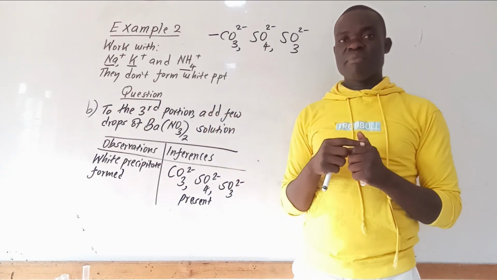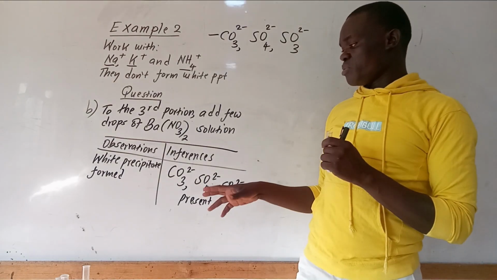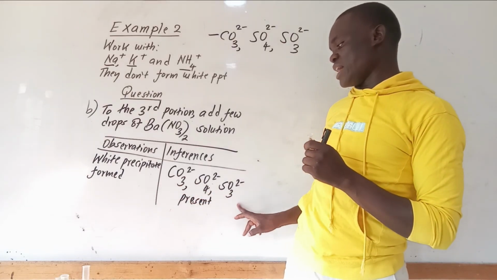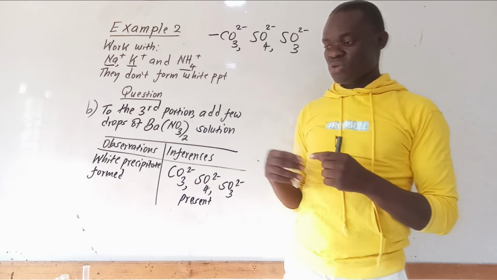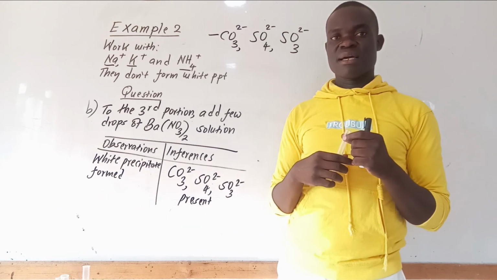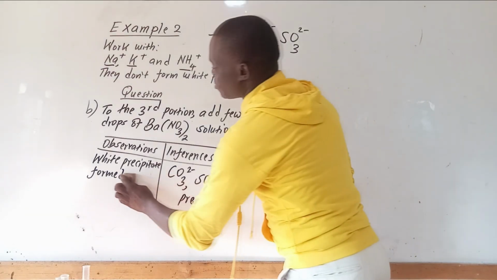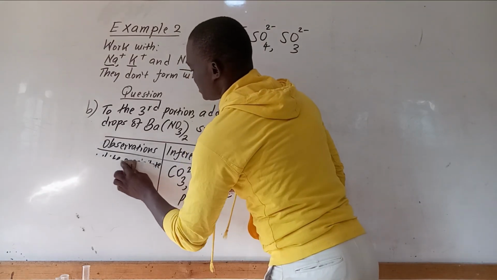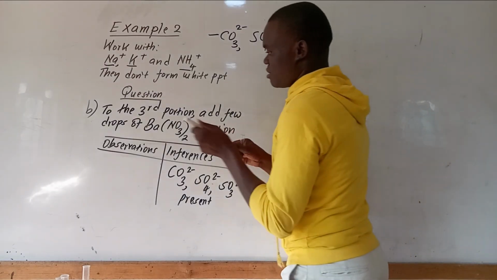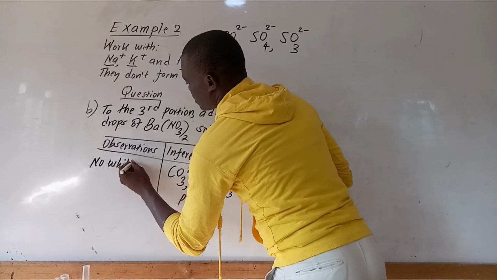But if we add barium nitrate and there is no white precipitate, we will say that carbonate, sulfate, and sulfite ions are absent. So in this experiment, let's assume that we have added barium nitrate and white precipitate does not form. So we will be talking about white precipitate, no white precipitate. Let's talk about no white precipitate.